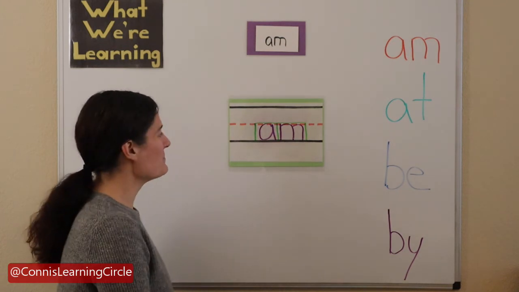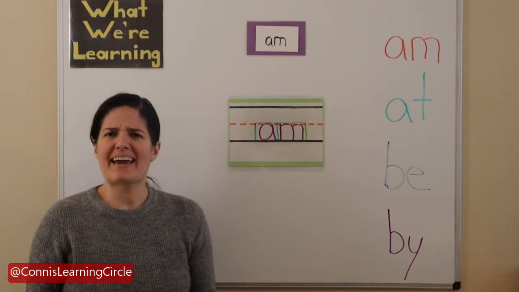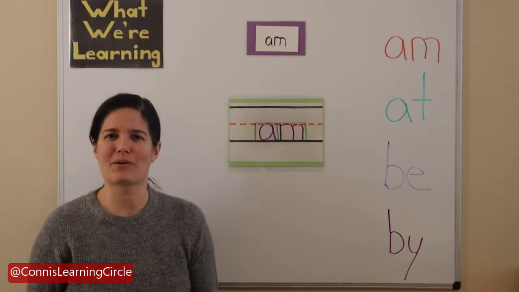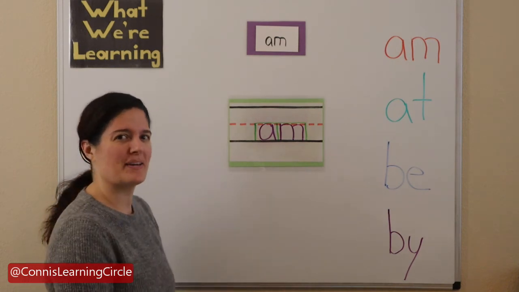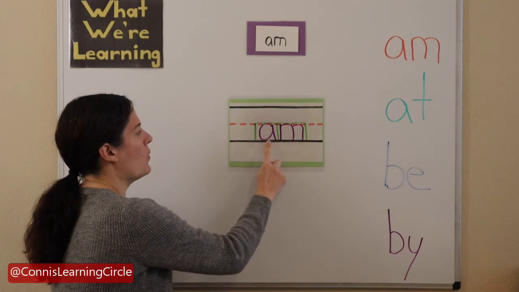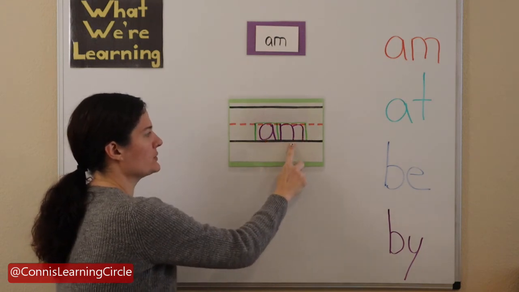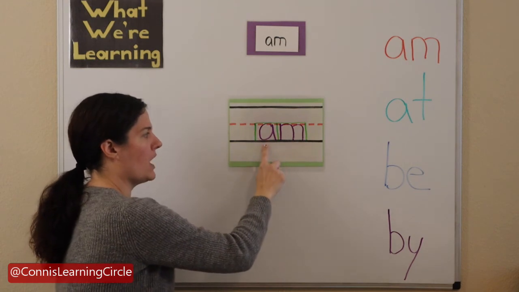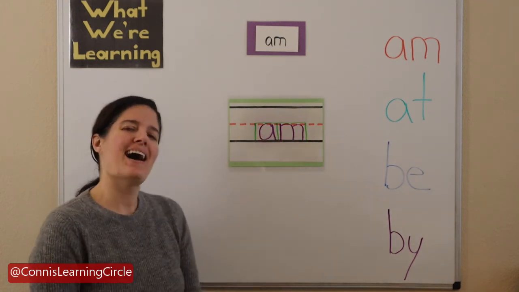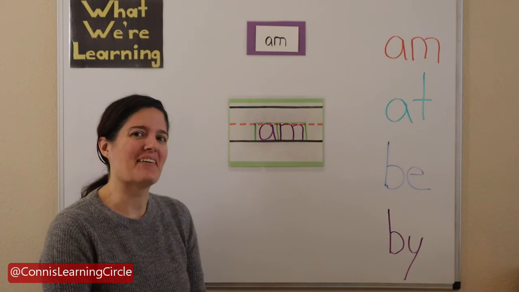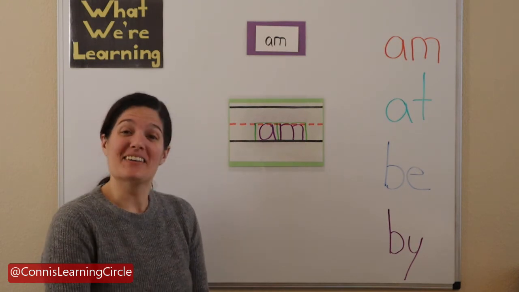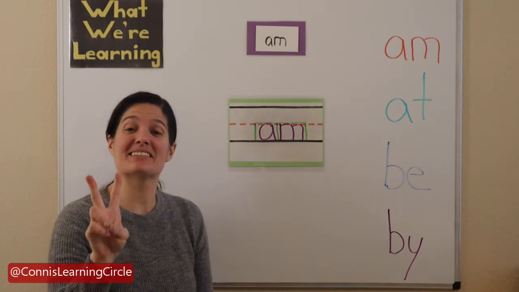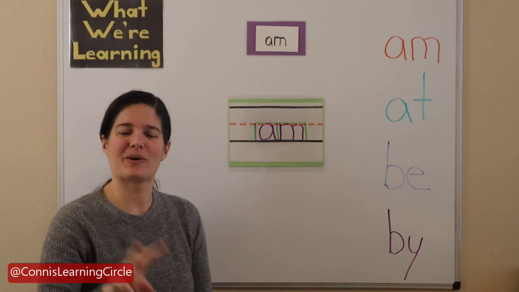Very good. Now, let's see if we can count how many letters are in our word AM. You ready to count with me? Here we go. One, two. A, M. One, two. How many letters did we count? That's right, two letters. There are two letters in our word AM.